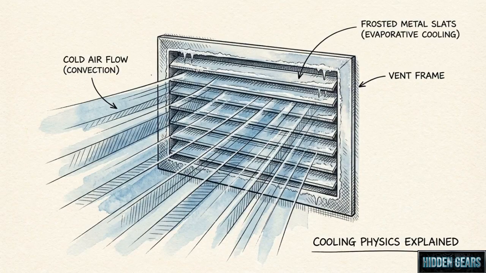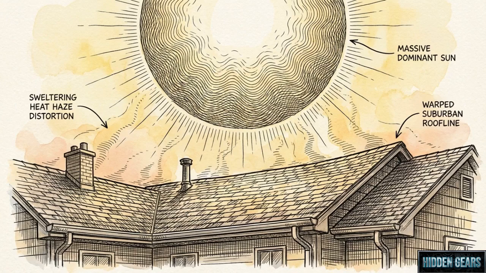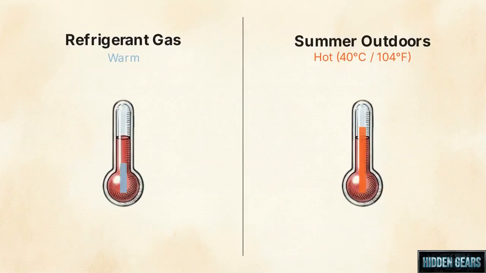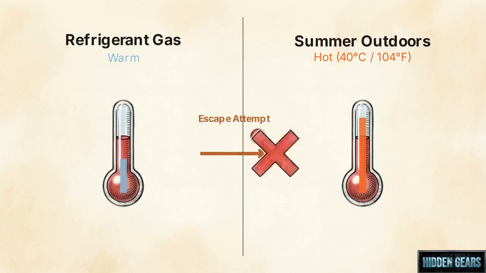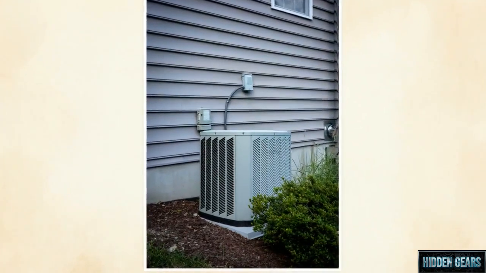The air blowing out the other side of the unit feels freezing because the boiling liquid has successfully robbed it of its heat. Now the system faces a problem. The pipes are full of gas holding the stolen heat, but that heat must be dumped into an outdoor environment that is already 40 degrees Celsius. Since heat naturally flows from hot to cold, the gas inside the pipes must become hotter than the summer air to escape. This happens at the heart of the system, the compressor.